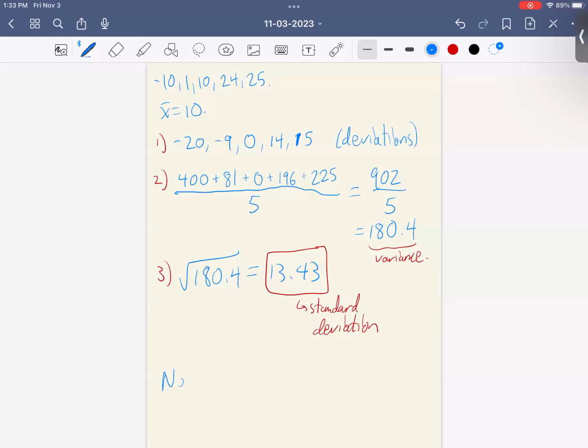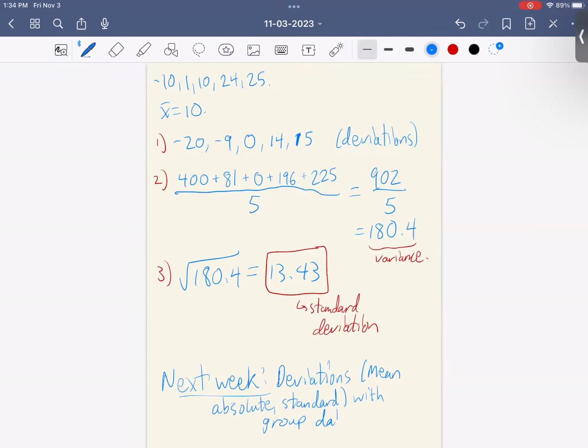So maybe next week we'll talk a little bit about doing deviations. So deviations meaning mean absolute deviation, and also standard deviation with group data. Okay, so yeah, why don't we do that? That'll be good. And again, it's one of these things where the formulas aren't exactly the same, right?